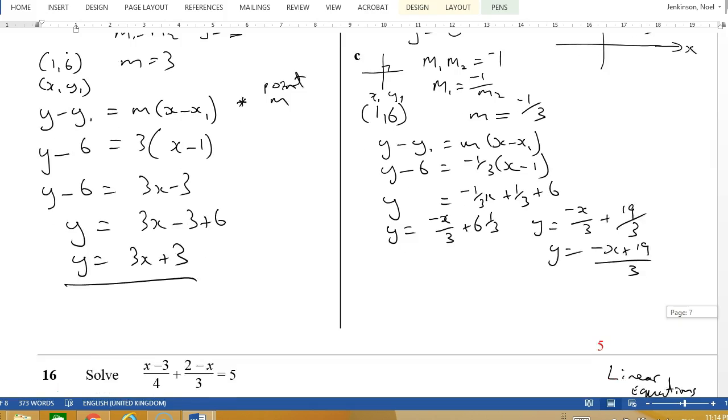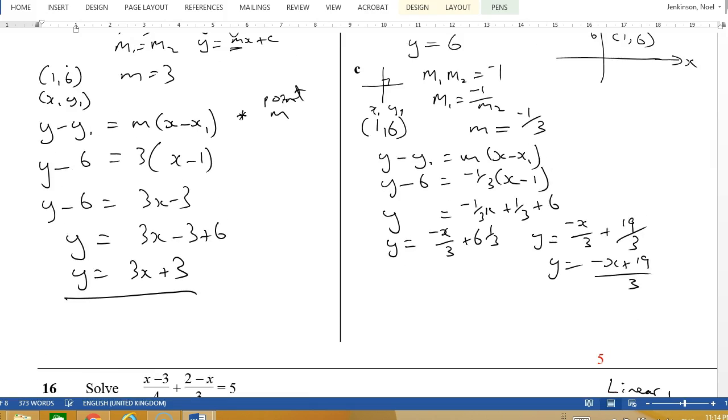Could even be written as y equals negative x plus 19, all on 3. There's a range of ways. The other thing you can do is multiply the whole thing through by 3 and get 3y equals negative x plus 19. And then we might put all that on the one side: 3y plus x minus 19 equals 0. So that and that and that are all ways of writing that final equation.